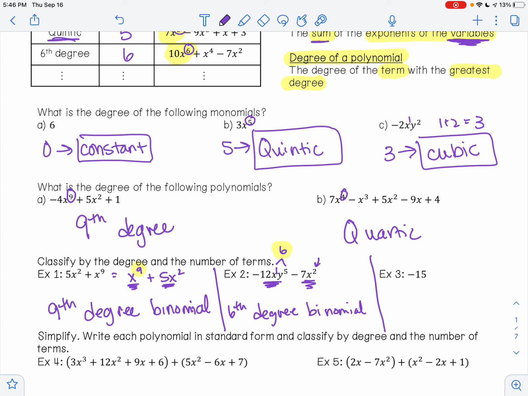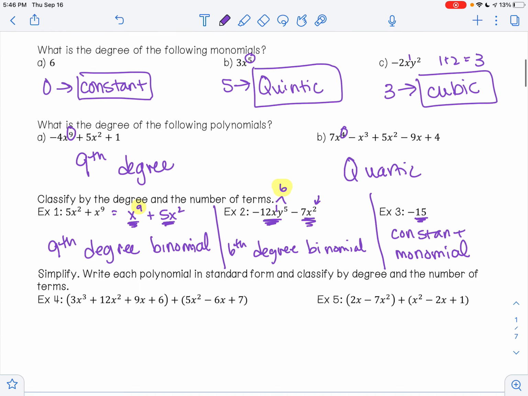On example 3, I have negative 15. Negative 15 does not have a variable, so that makes this a constant. And then I just have 1 term, so this is a constant monomial.